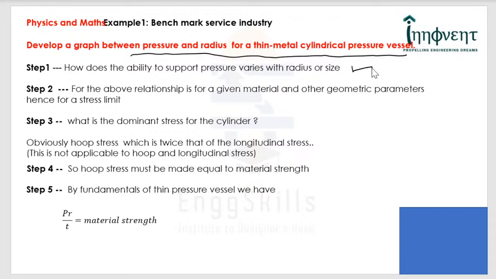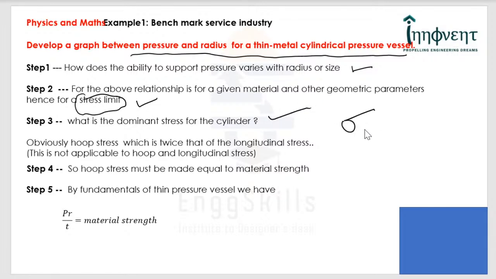If I assume that one of the two geometric parameters, that is thickness and radius, out of which radius of course obviously is variable here, if I assume that the thickness is constant, then for the above, the relationship for a material and other geometric parameters is needed, and in order to establish that relationship between material and geometric, I need to resort to stress limit. Once I say stress limit, the obvious question that arises is what is the dominant stress?